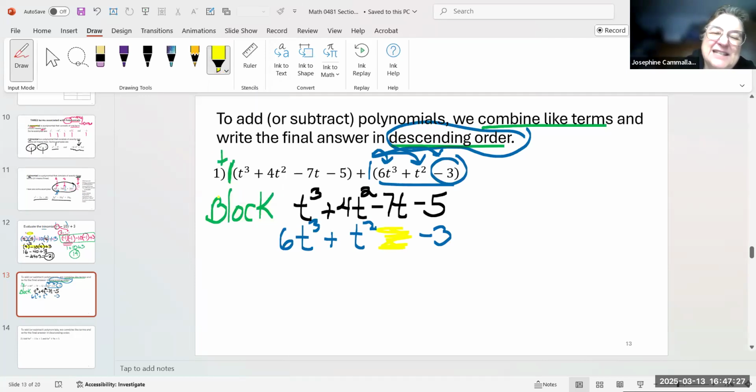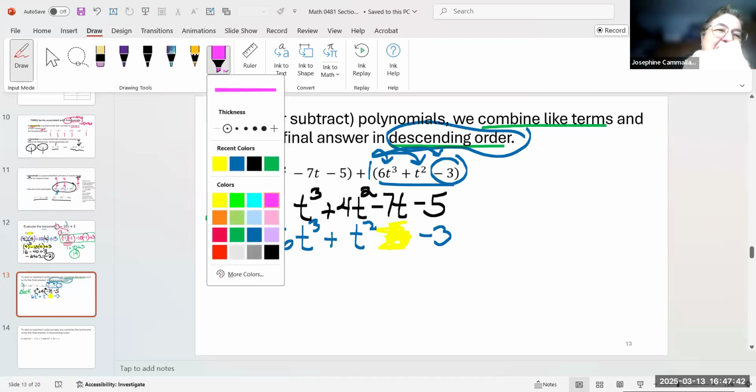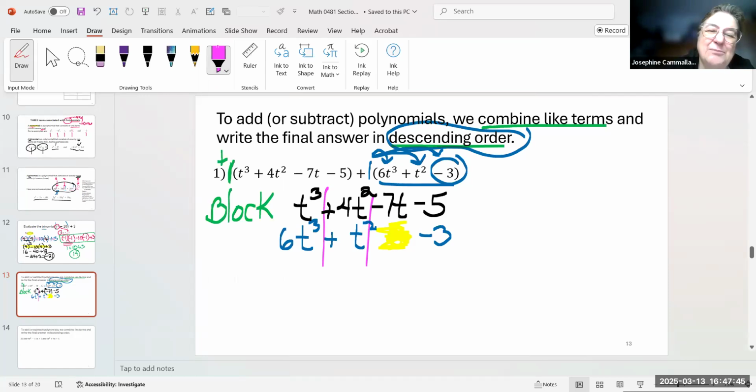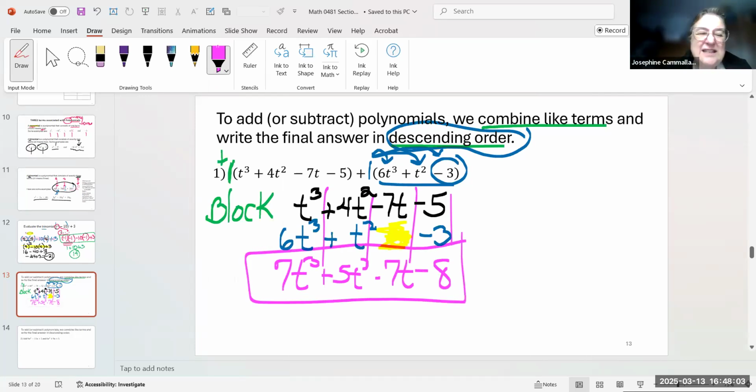There is a space here in my block method. I don't have a second term that has just a power of t to the first. Now, I like this method because I can then just look at my columns and my answer is in descending order. This is 7t cubed plus 5t squared minus 7t minus 8. This is my answer.